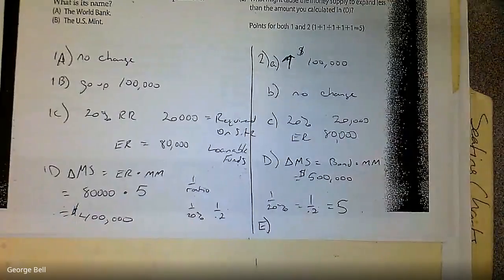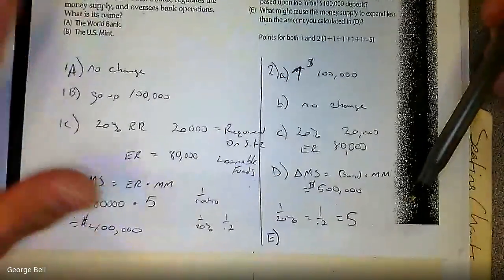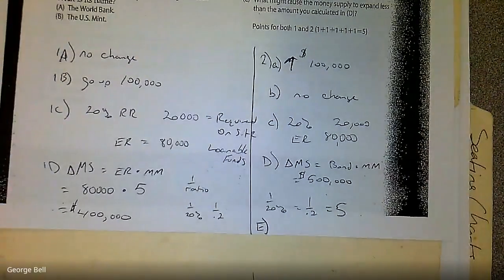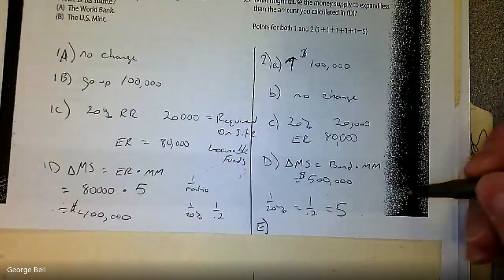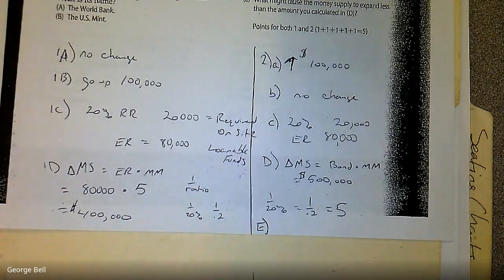And then letter E says, what might cause the money supply to expand less than the amount you calculated in D? This, ladies and gentlemen, is the exact same answer. If the bank doesn't lend all the money, then it's not going to reach the full potential 500,000. Or if grandma puts the money in a cookie jar and doesn't spend it, then you're also not going to reach the full maximum of the 500,000. In order to reach the full maximum of the 500,000, everybody has to spend all the money that they get, and the banks have to lend all the money. That's got to happen over and over and over until it's maximized. And so, ladies and gentlemen, this is the answer to our FRQ from yesterday.